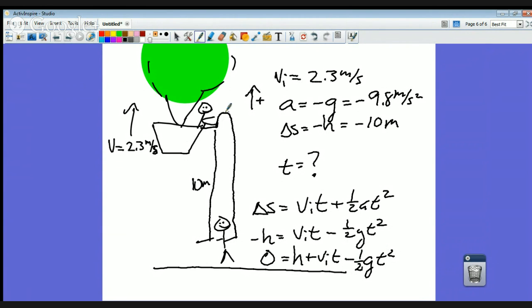There's another way to do it. You can figure out how long it takes to get to the peak, where you know the velocity is 0, figure out how long it takes to fall down, and then add them together. So you can do that.